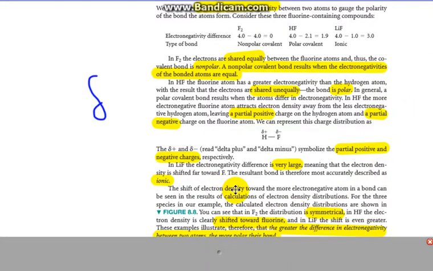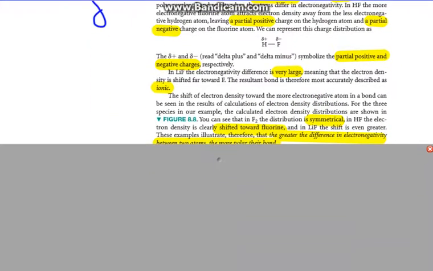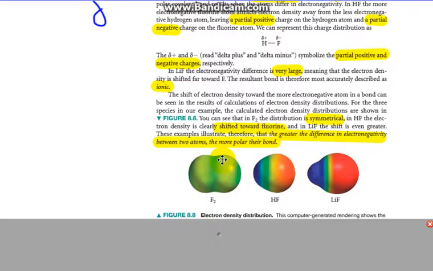So the shift in electron density towards a more electronegative atom in a bond can be seen in the results of calculations in terms of energy and electron density distributions. For those three species, we can get a visual picture of what it would look like. You can see in the F2 what this represents. They look like big globes around the nuclei. This green on my sheet just represents the probability of finding the electron or electrons.